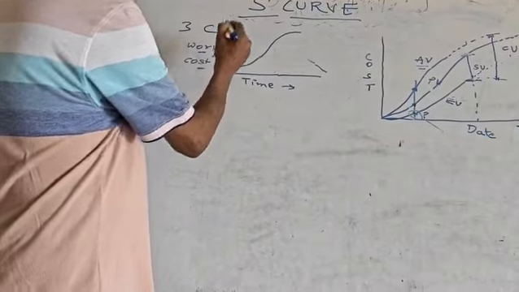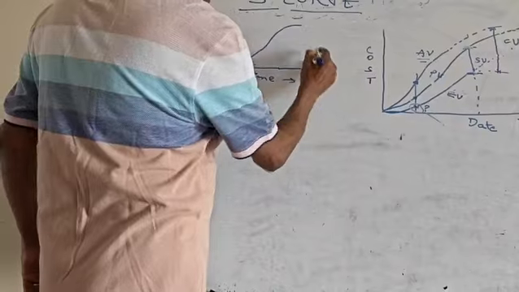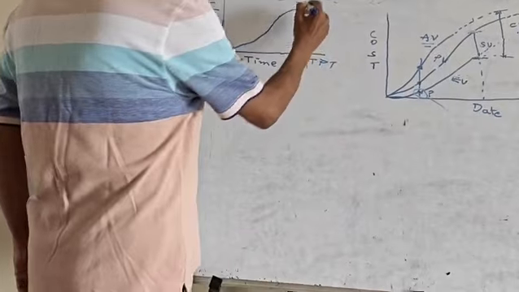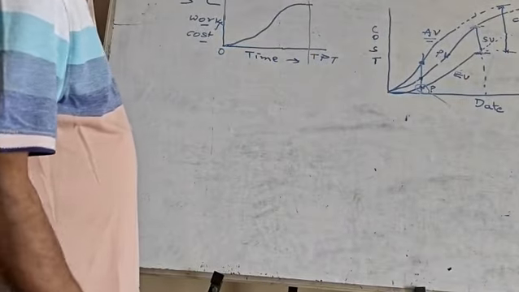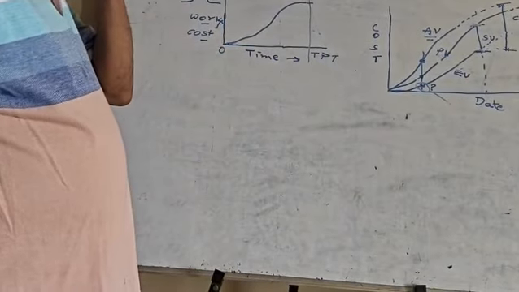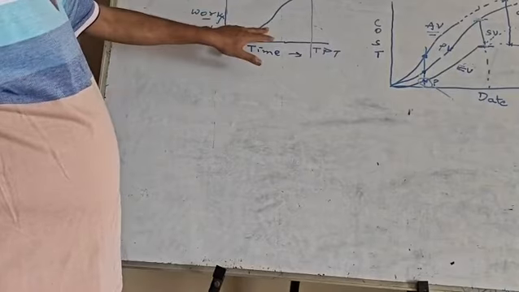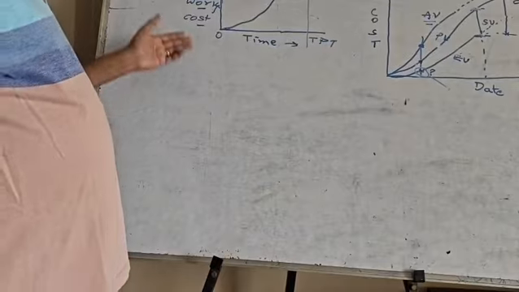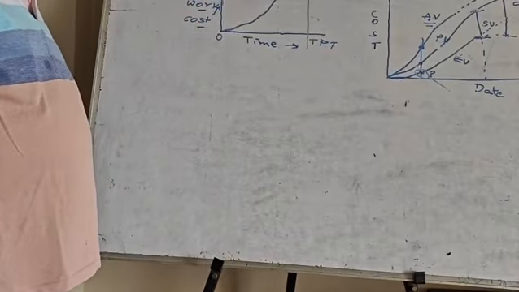So this one will be the actual curve now. It goes up to what time? It goes up to the time when TPT is attained, that is the last day of the project. This is the actual S-curve. How is this S-curve coming? It is coming based on adding on. I mean, cumulatively you are taking either the cost or the work.